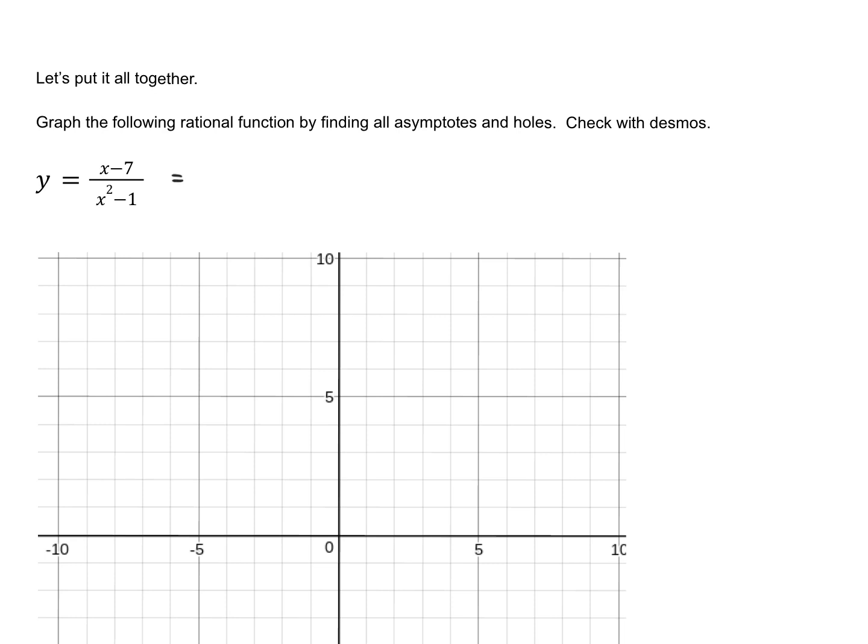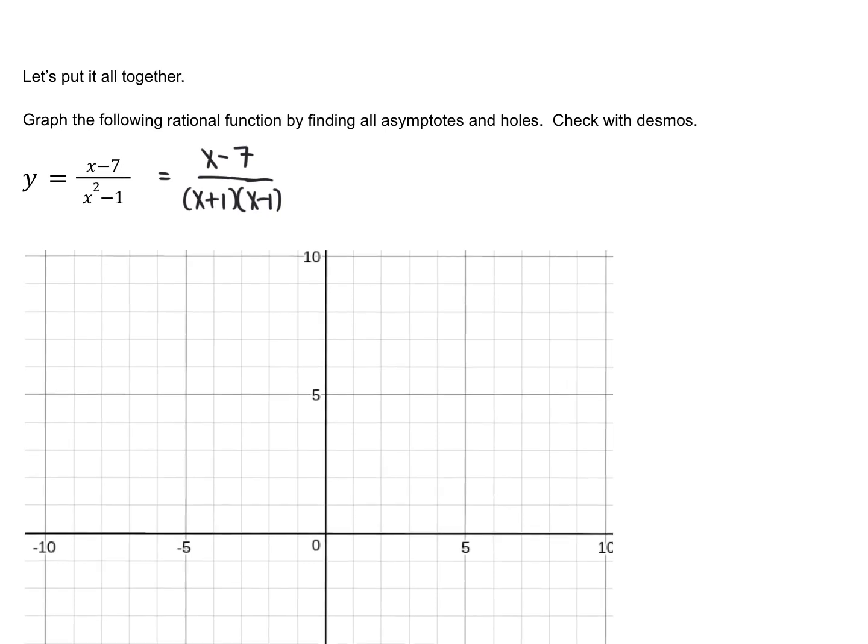So the first thing I want to do is check to see if there are any holes. So I'm going to factor my denominator, and it factors as x plus 1 times x minus 1. And since no factors cancel, I'm going to go ahead and say that there is no hole.